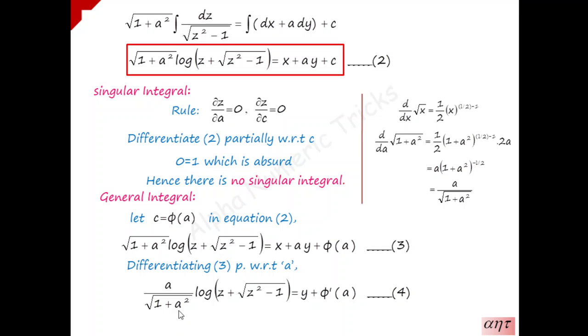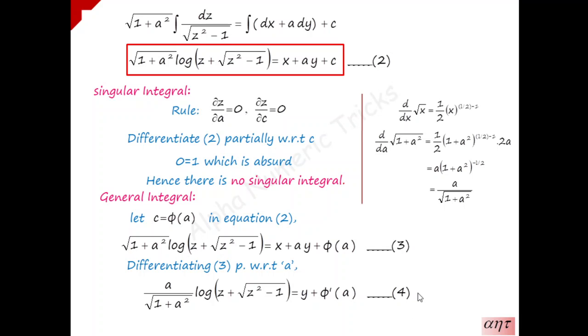Substituting this into this, log of z plus root of z square minus 1 is constant because there is no a term present, so this becomes 0. Differentiation of x with respect to a is 0, plus y is constant, as it is. Differentiation of a with respect to a is 1, plus phi of a differentiated with respect to a is phi dashed of a. Number that equation as 4.